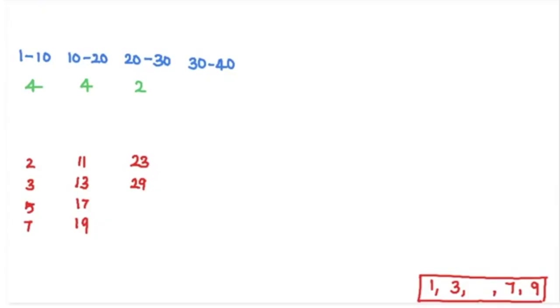Is 31 a prime number? Very good, Yogita. Is 31 a prime number? Yes, 31 is a prime number, not going in any other table. Is 33 a prime number? No, 33 is going in the 3 table and the 11 table also. So 33 is not a prime number. Is 37 a prime number? Yes, 37 is a prime number. Is 39 a prime number? 39 is not a prime number.